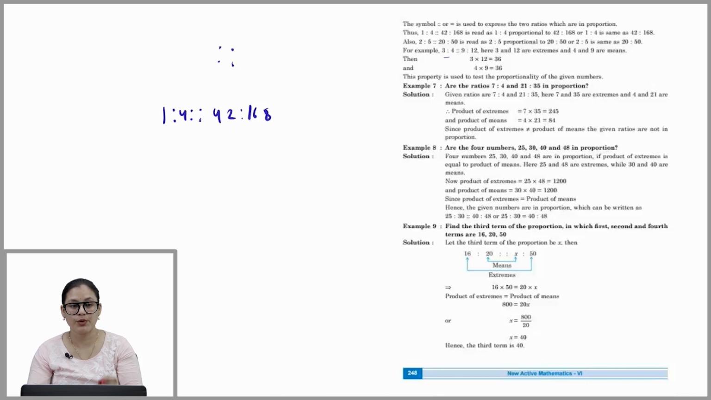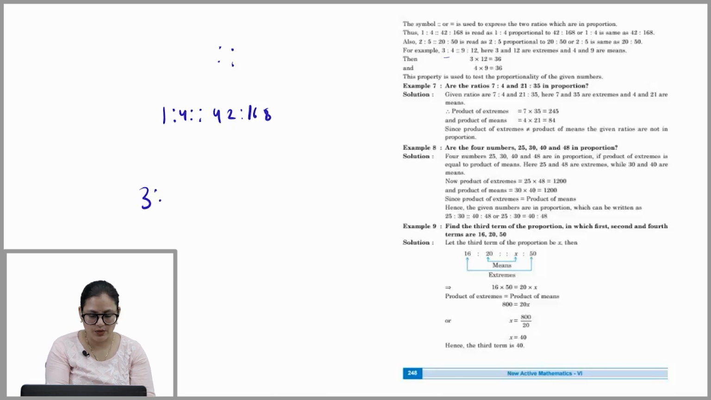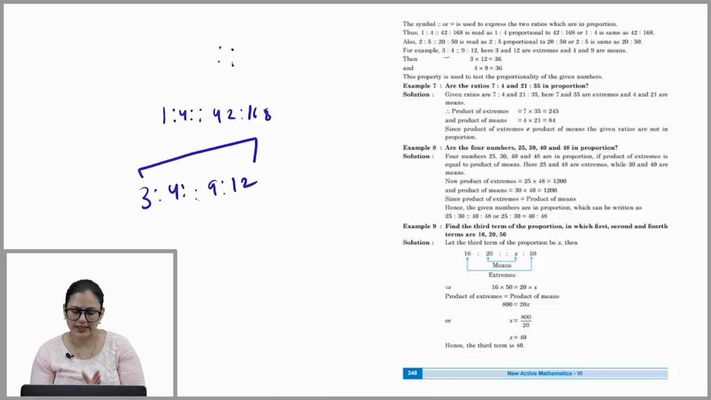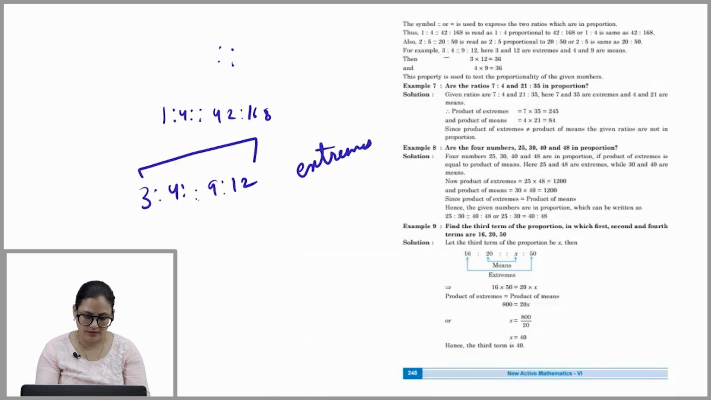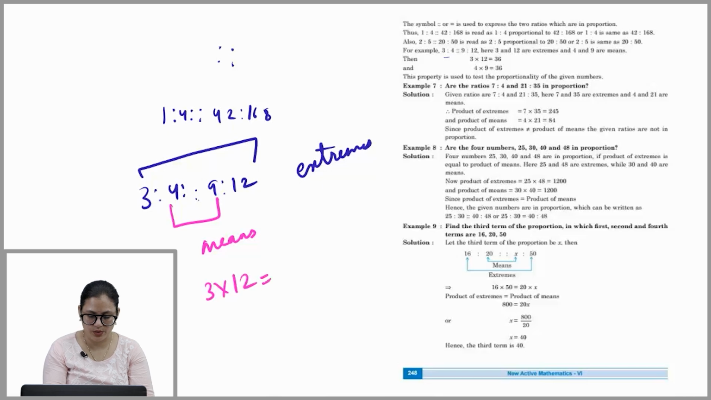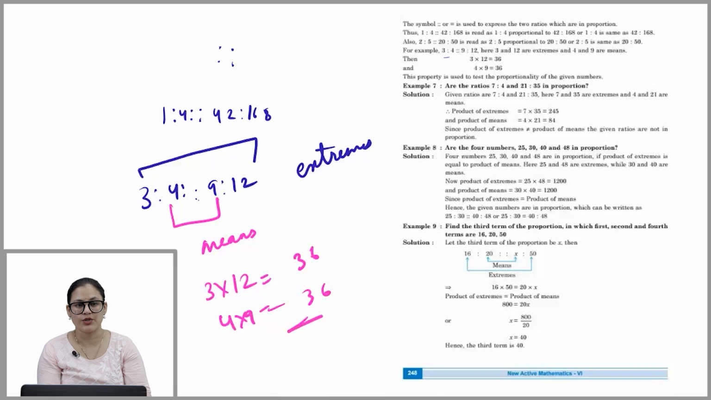For example, 3:4 is proportional to 9:12. Here 3 and 12, these are extremes, and 4 and 9, these are means. Okay. Then 3 into 12 is equal to 36, and 4 into 9 is equal to 36. This property is used to test the proportionality of the given numbers.